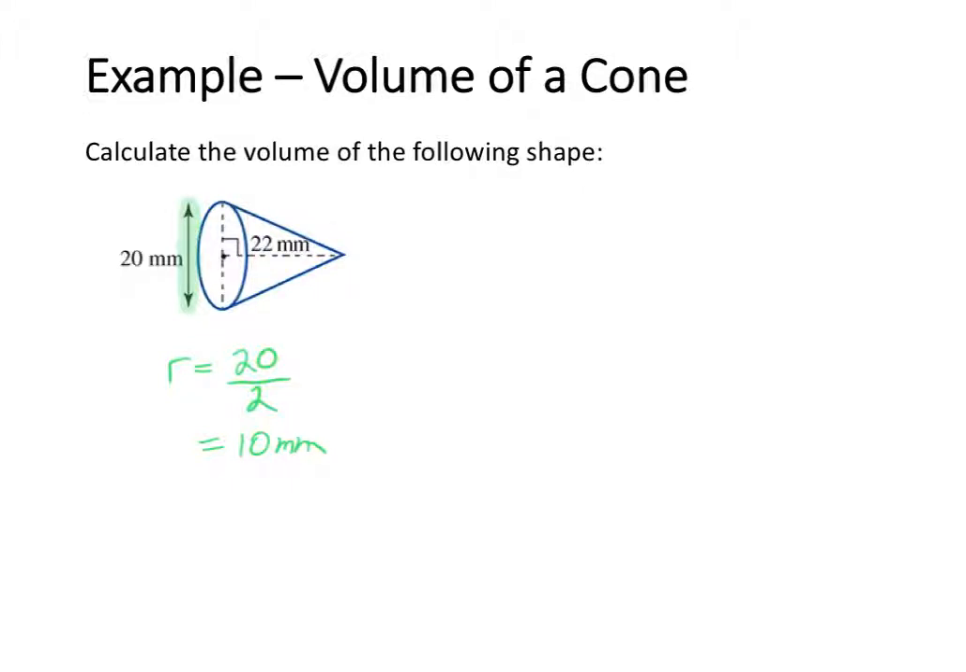Now the other piece of information to use the formula is the height. So looking from the tip of the cone down to the circular base, and that is 22 millimeters. So my height is equal to 22 millimeters. Now that I have those two pieces of information, I can go ahead and calculate the volume.